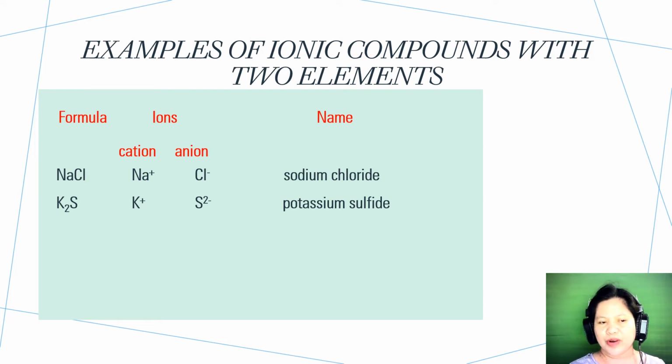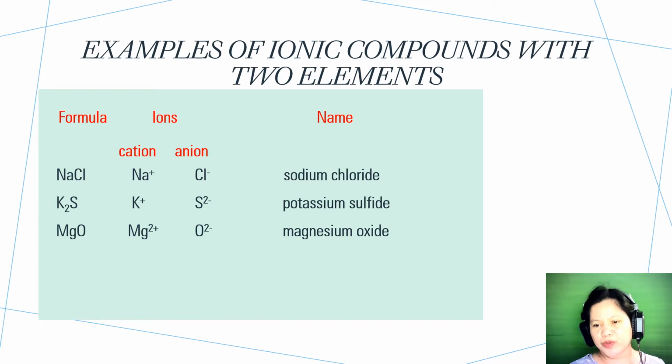So look at the formula. Why is it K2S? Because the charge of sulfur is 2, it will be placed as a subscript for potassium. Next, magnesium oxide. Magnesium has a positive 2 charge, and oxygen has a charge of negative 2. So the name of the compound is magnesium oxide.